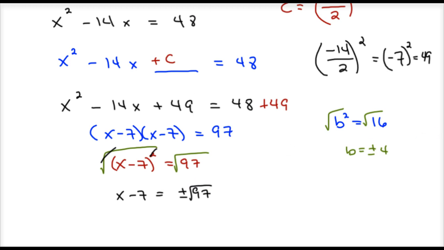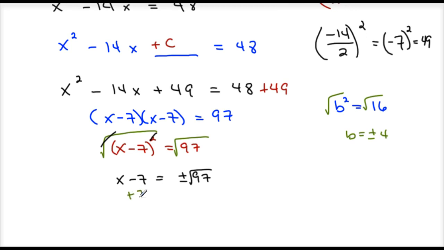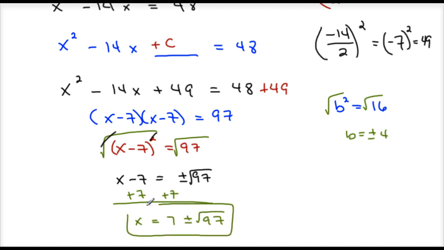We're solving for x, so let's just add 7 to both sides. So here we have x equals 7 plus or minus the square root of 97. Now if you look at that answer, it looks very similar to what the quadratic formula would also look like.